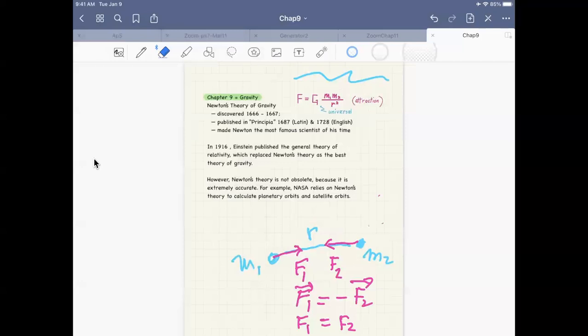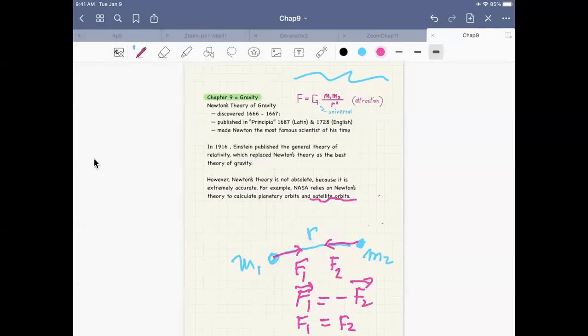However, Newton's theory is not obsolete because it is extremely accurate. So, for example, NASA relies on Newton's theory to calculate planetary orbits in the solar system and satellite orbits when they put satellites in orbit around the Earth or around the sun or in solar system exploration. Newton's theory is perfectly accurate enough for NASA's purposes.